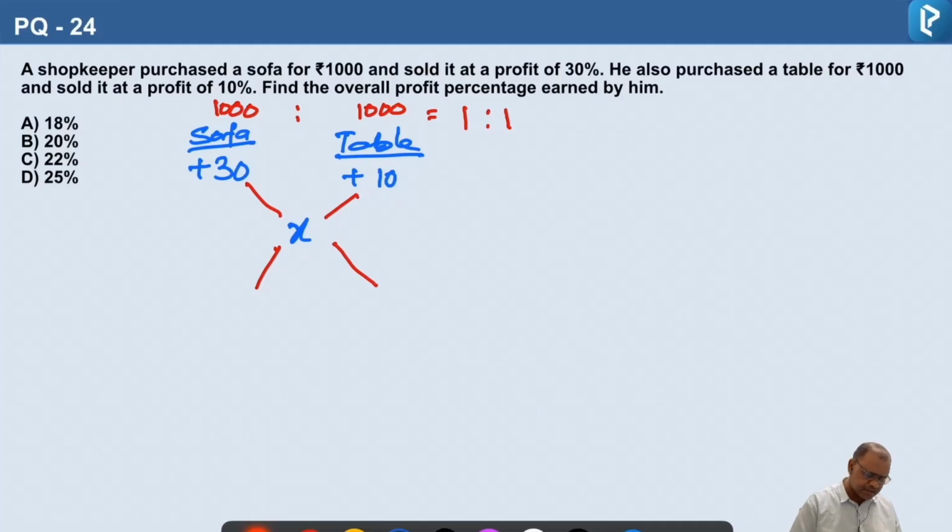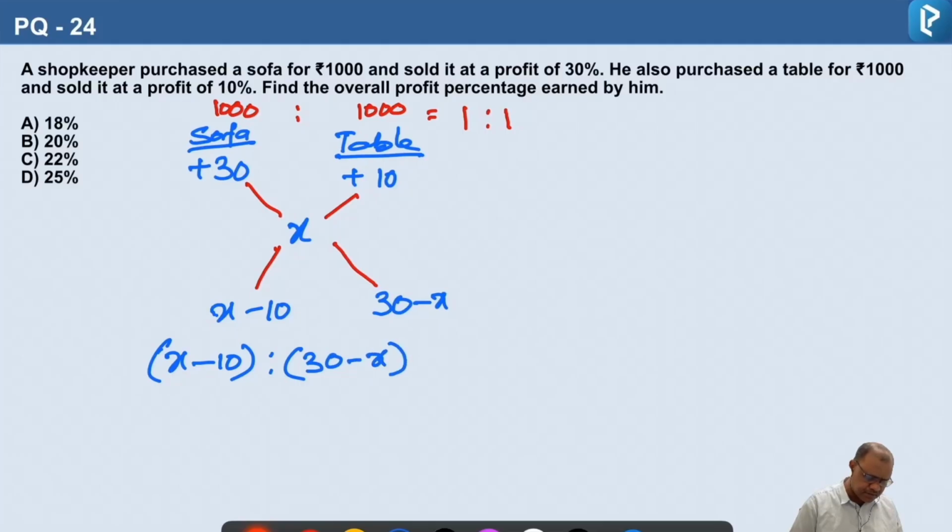So the mean price: costlier price minus mean, 30 minus X. Mean minus the cheaper, X minus 10. So the ratio is X minus 10 is to 30 minus X. This is the ratio of cost prices, which is equal to 1 is to 1. So according to the question, the cost prices are 1000 and 1000, the ratio is 1 is to 1.